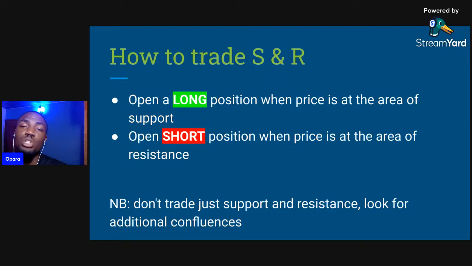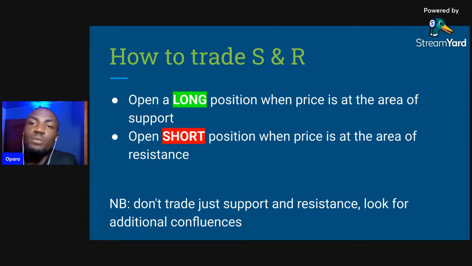Now, how to trade support and resistance? Of course, I told you guys in futures trading, we make money when the markets are either going up or coming down, right? So you're going to agree with me that support and resistance provide an express way to make money. Open a long position when price is at the area of support. Of course, what are you expecting at the support? Price to go up. So for the price to go up, you open a long position. You place the trade, and you're in for crazy money.